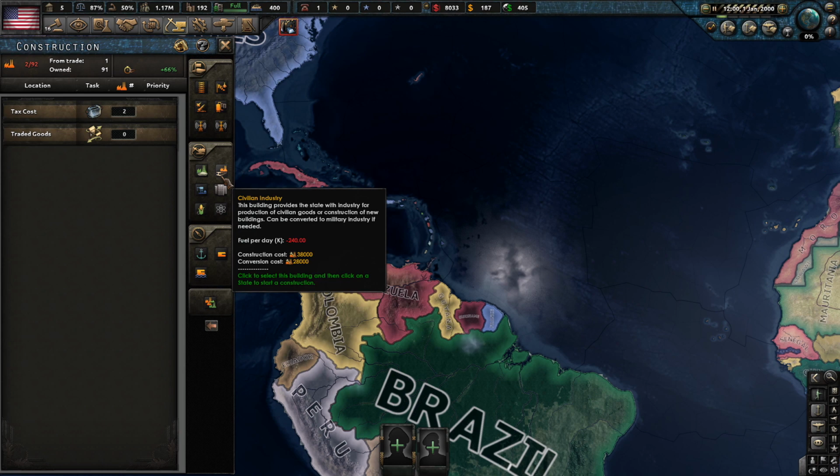Another thing to note about buildings in Millennium Dawn with the new update is that they actually take fuel to maintain. So make sure to keep a close eye on your fuel reserves to make sure that they don't run out of power.